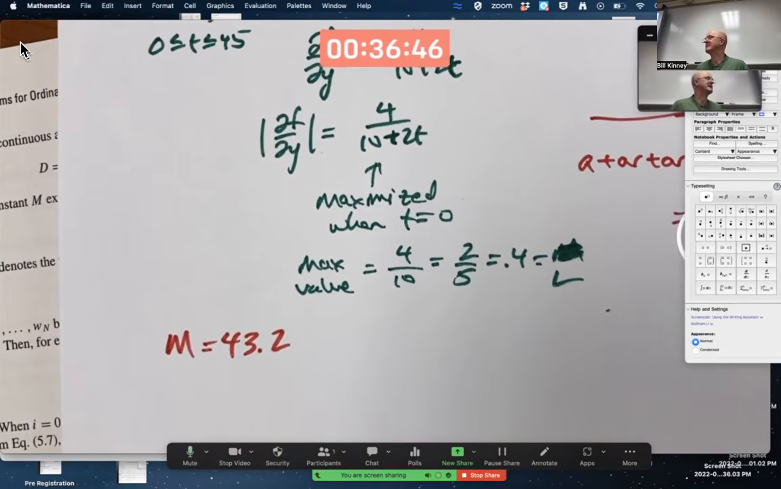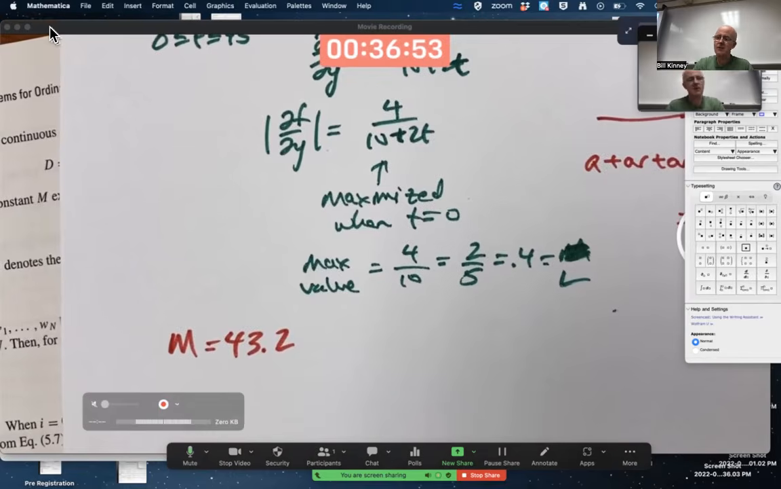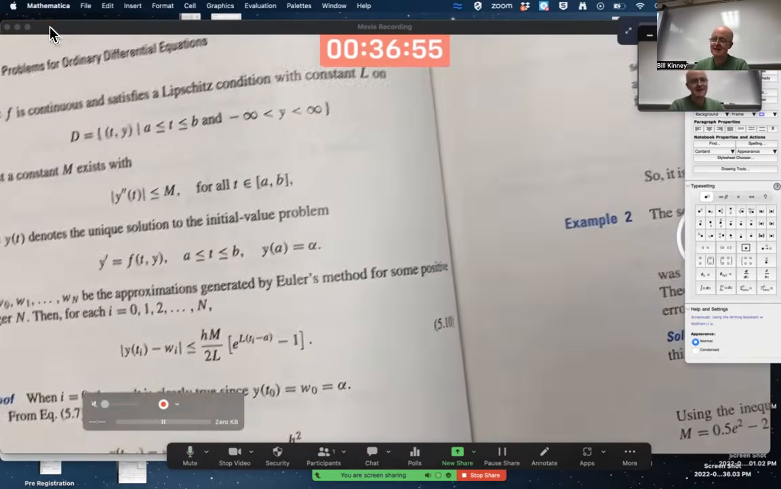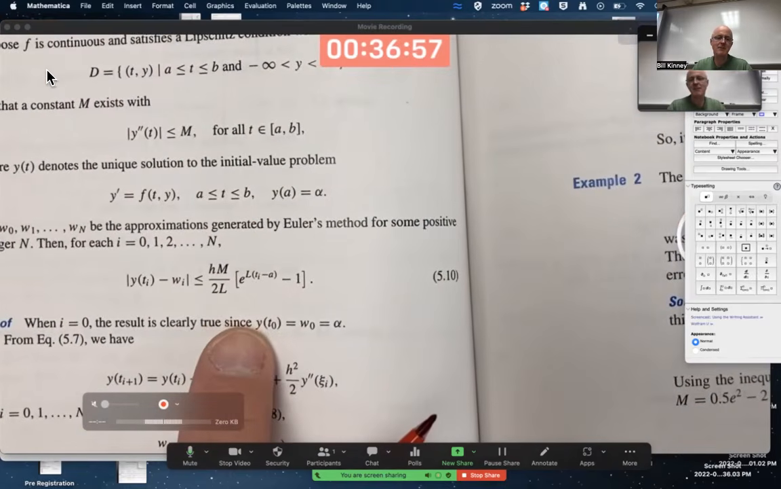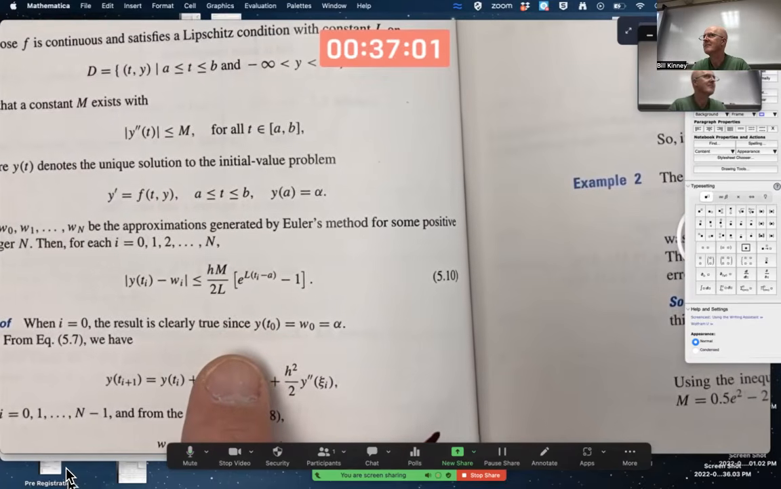Could we get away with a smaller value of M? Probably. This error bound theorem, the bound here is going to be probably bigger than the actual absolute error. But if we're technically going to use the theorem, we need to use M equals 43.2 or bigger.